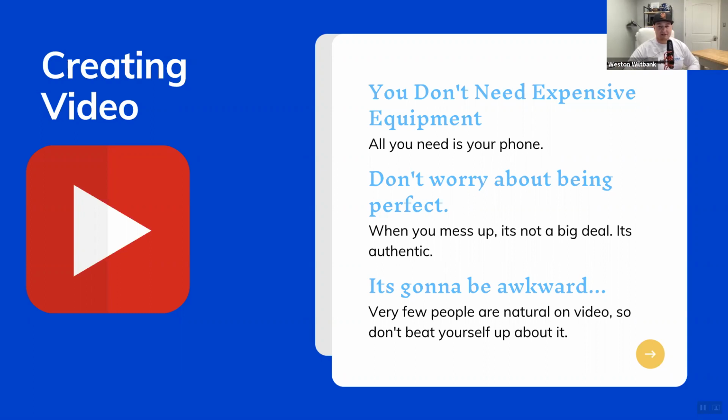Another thing is I think they need to have this perfect, amazing, beautiful setup in a studio where they can create amazing video. Now that does help, but you really don't need anything fancy. All you need is your cell phone. That's all you need in order to be successful with video. Think about it. Most of the video that you consume on Facebook, Instagram, TikTok is made with a smartphone. Not really anything special. So don't worry about being perfect.